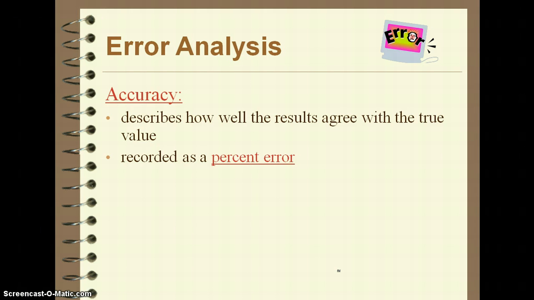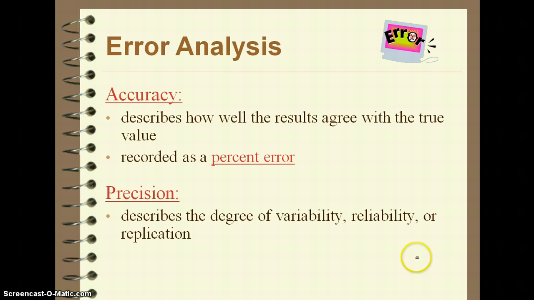Some other words to describe how we analyze errors involved with looking at data. We say that accuracy is a description on how well the results agree with the true value. We record this as a % error. Accuracy is going to tell us how far off we are in terms of how well we did the lab. You know, if we're supposed to get a certain value, how far away are we? And we always convert that to a % so that we can get a good approximation.